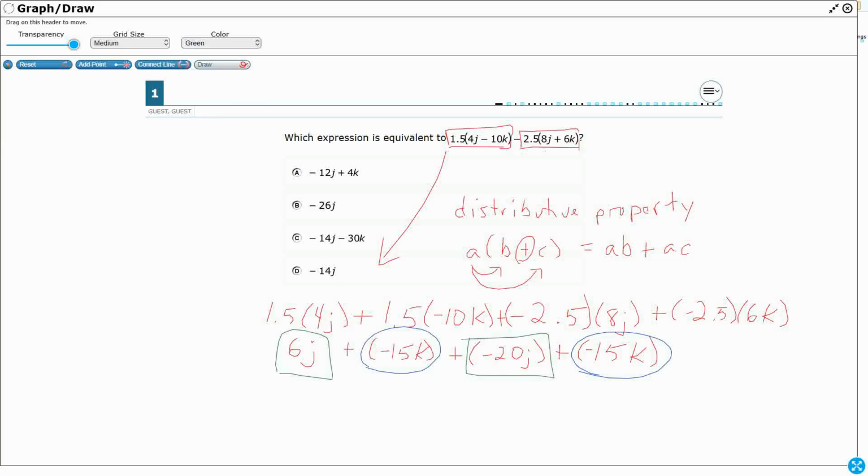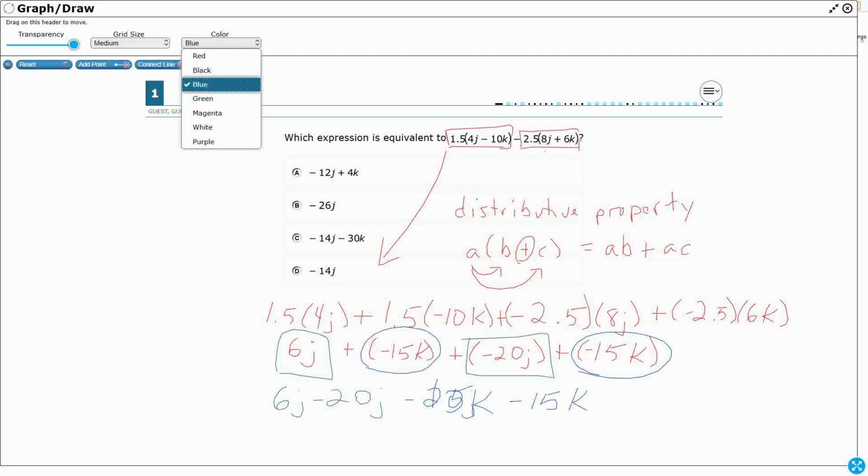So 6j minus 20j, or plus negative 20j, whichever way you want to look at it, right, is going to look like this: 6j minus 20j. And then the k terms, I'm just going to go ahead and put these as negatives. Minus 15k minus another 15k, right?